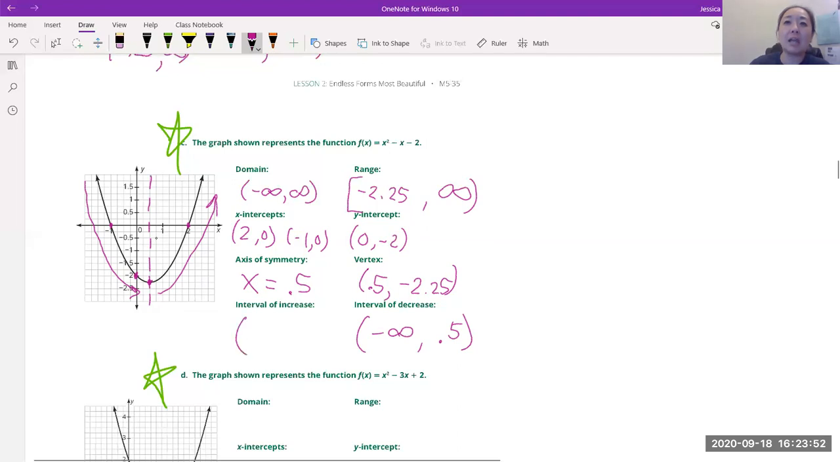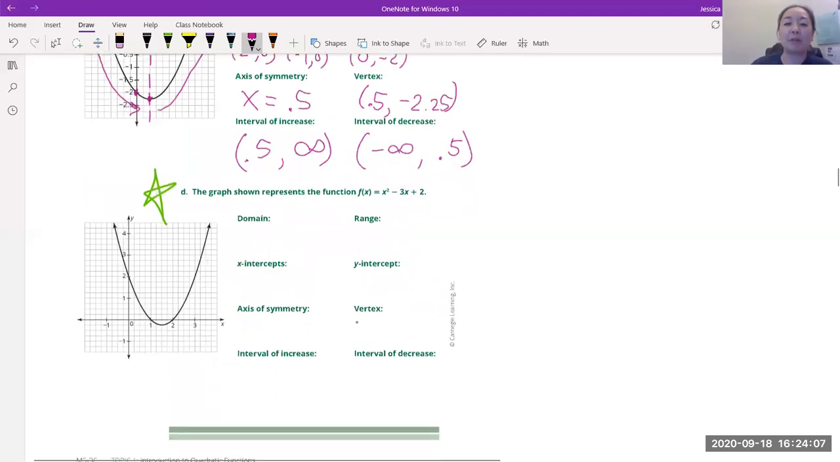Then it's going to hit the axis of symmetry, and then it's going to go from 0.5 to positive infinity. You got that right. Even if you missed one, that's fine too. You can still pat yourself on the back. All right, so here's the domain: negative infinity to positive infinity.